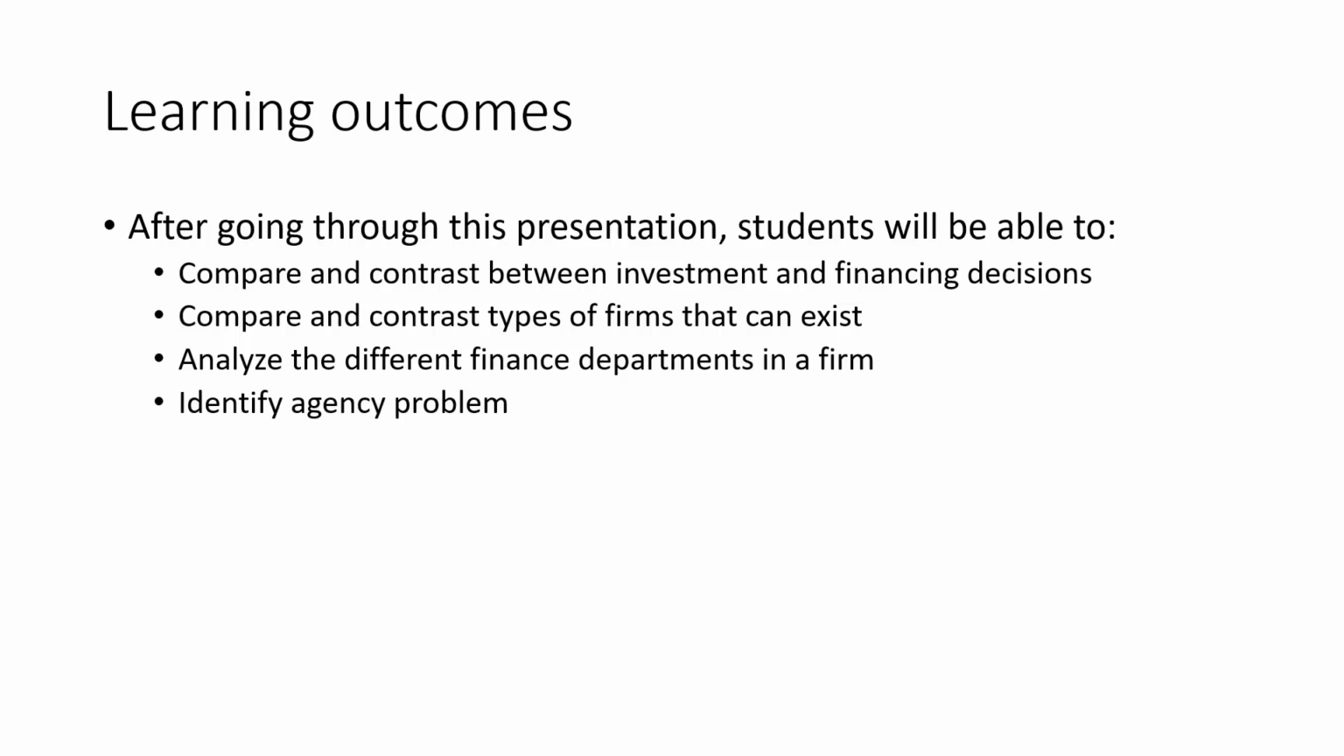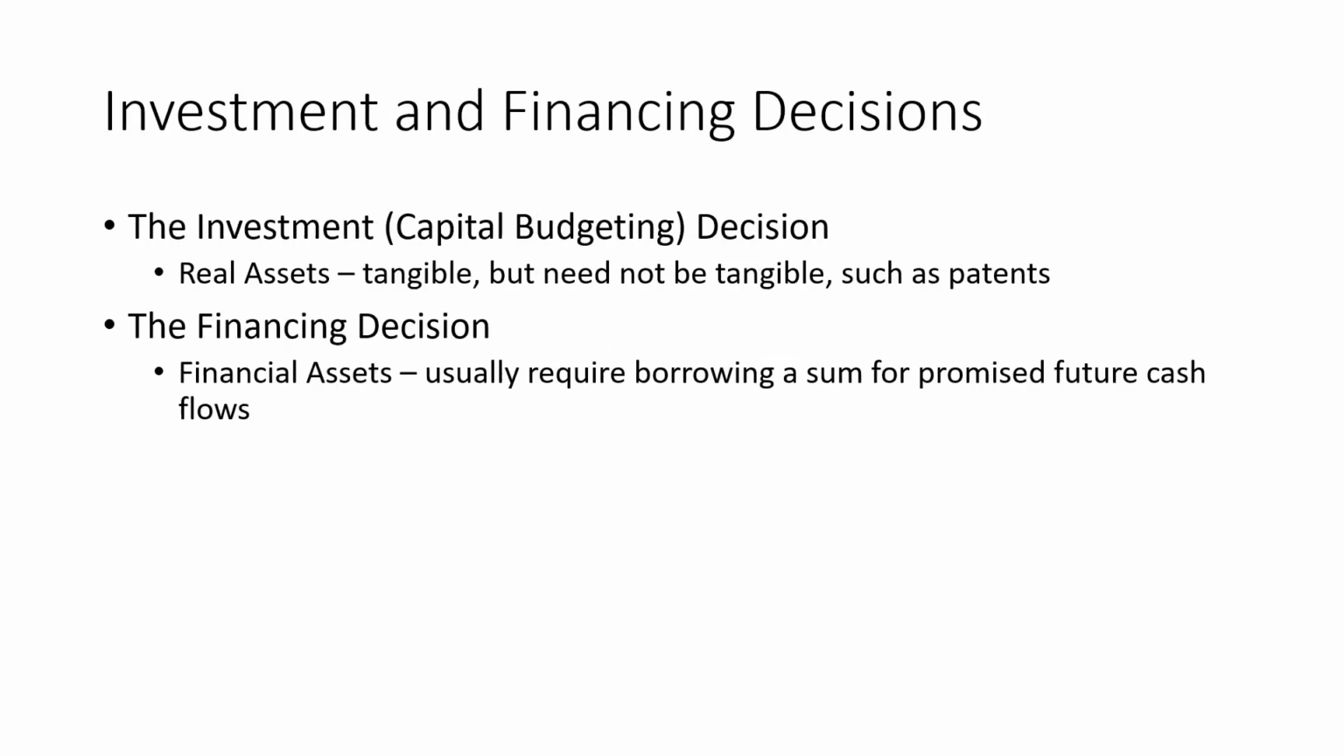Compare and contrast the different types of firms that can exist and with respect to their financial decisions they make. Analyze the difference between finance departments inside a firm as well as the different financial managers that exist in the firm, and identify the agency problem.